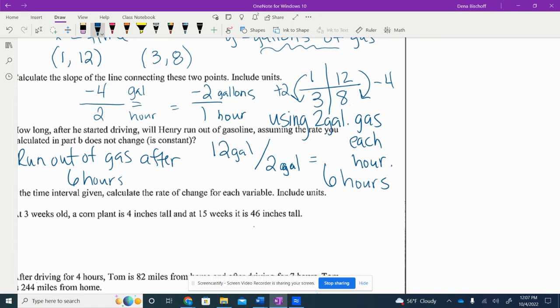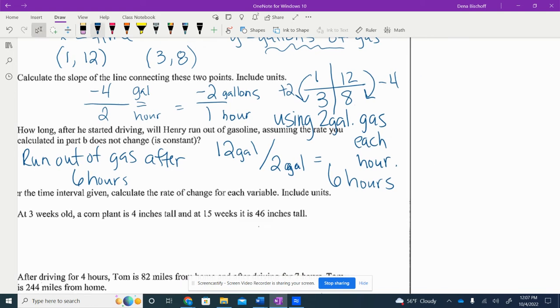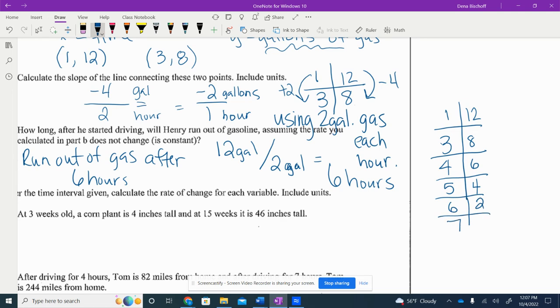I'm going to do something else over here just because some people don't think about math that way. So when I first started, oh no, after the first hour, sorry. I need to erase that. I'm going to make a table really fast. So my first hour, I had 12 gallons. And then after 3 hours, I had 8. If each hour makes us lose 2 gallons of gas, if I drive for 4 hours, I take 2 away, that's 6. Drive for 5 hours, take 2 away, that's. Drive for 6 hours, take 2 away, that's. Drive for 7 hours, take.